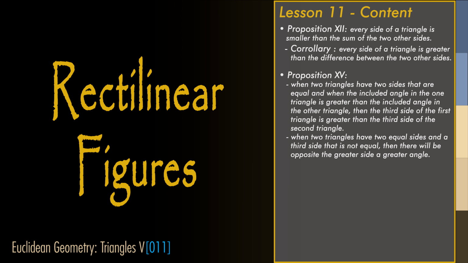Hi, welcome to the Euclidean Geometry 101 course, part 5 in the chapter about triangles. We will end this chapter with two propositions valid for every triangle.